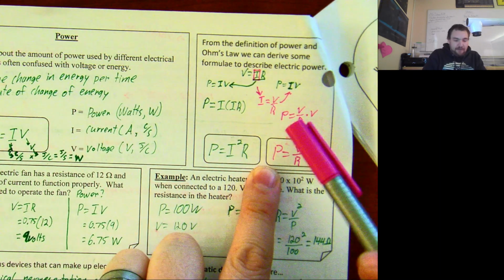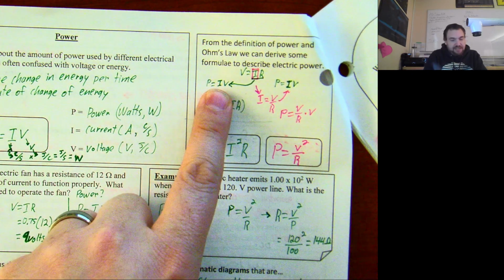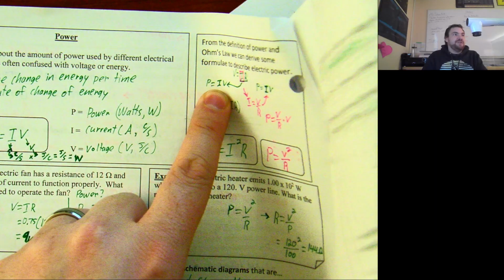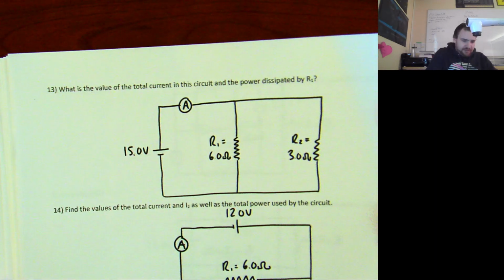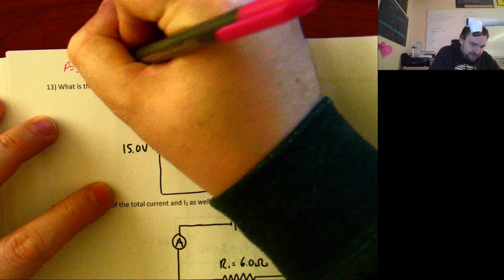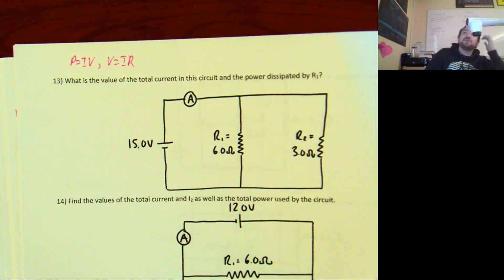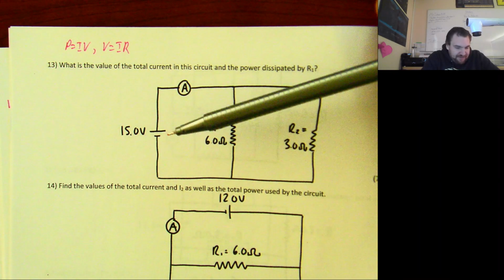P equals I squared R, P equals V squared over R, and P equals I times V. So those are the equations that we're dealing with here. So I'm going to write them down. We got P equals IV, and we're using V equals IR, and those two will give us everything that we need. So we're told that 15 volts is supplied by this source.